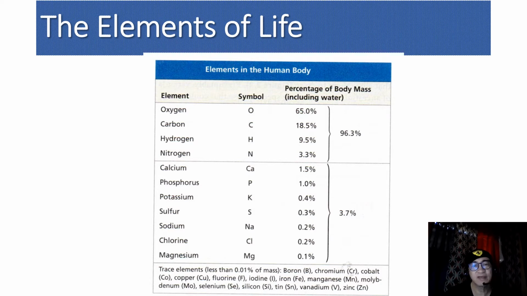Oxygen, as you will find in this table, takes up the highest percentage in the body. What do you think accounts for this high percentage of oxygen in the animal body? You can add this to your assignment later.